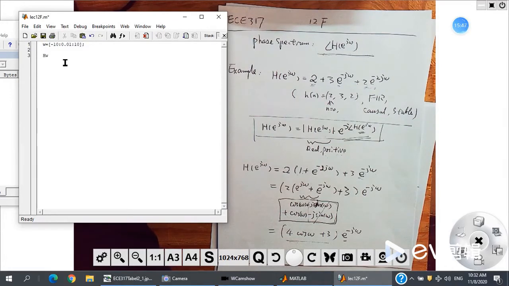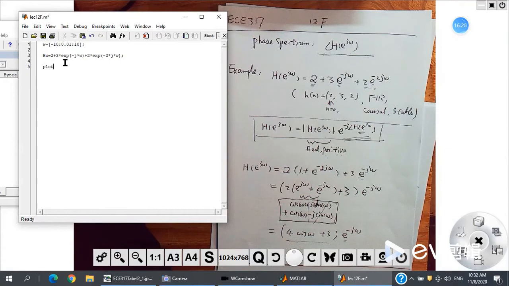Capital H in the frequency domain is 2 plus 3 times exponential power of negative jω, plus 2 times exponential power of negative 2jω. Alright, so this is the H(ω). Actually, using MATLAB, you can just plot it and see it.